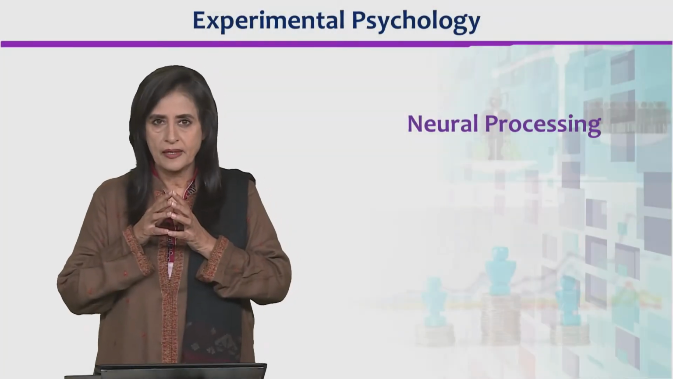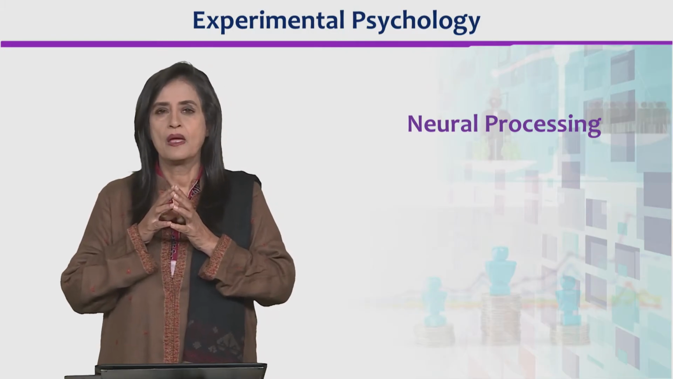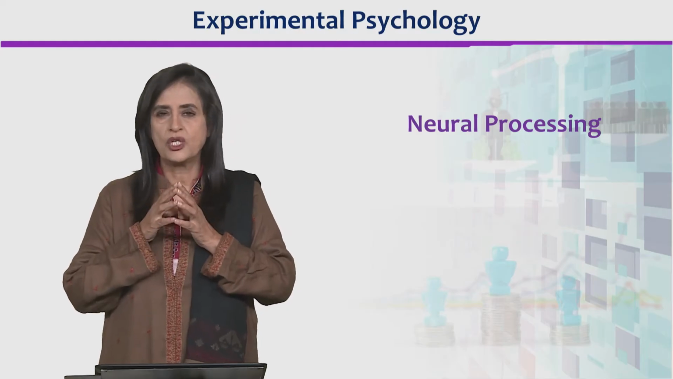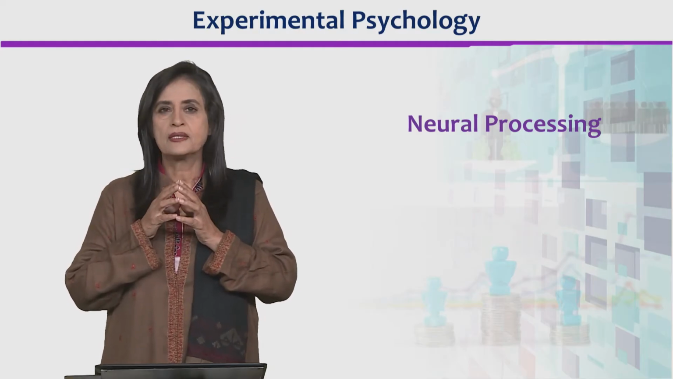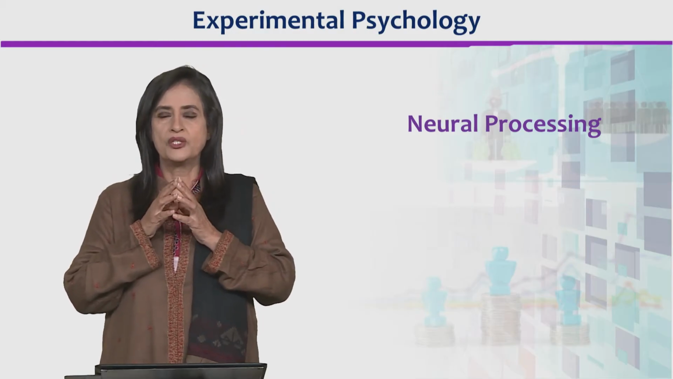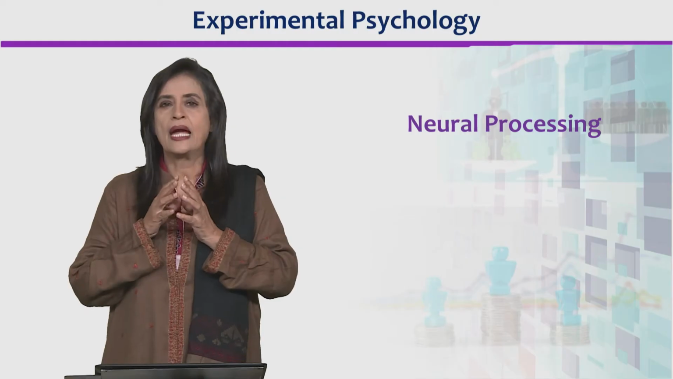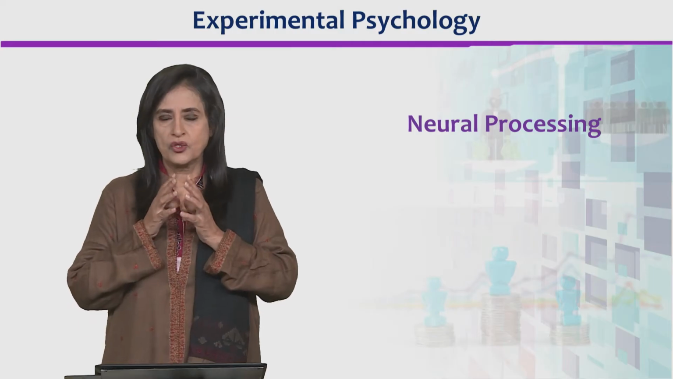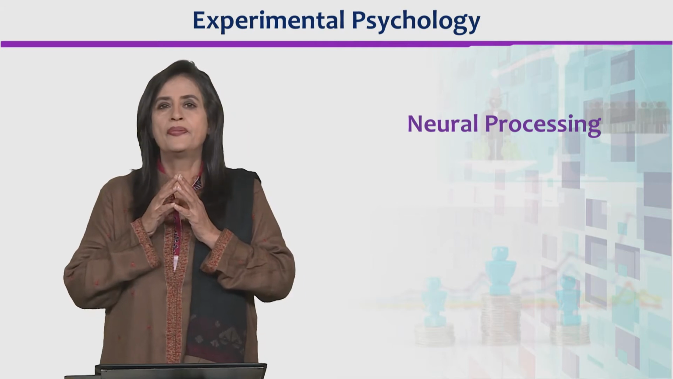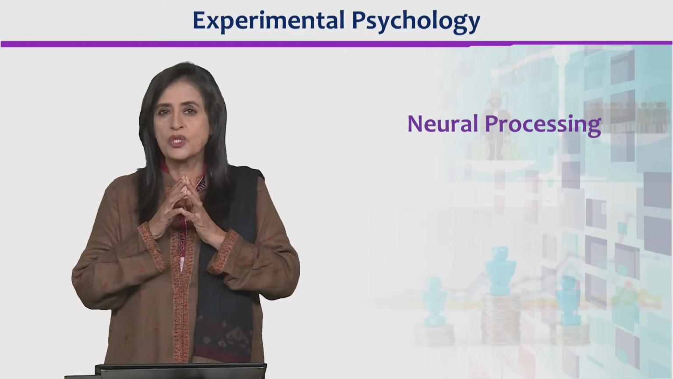Neural processing. What do we mean by neural processing? We have learned that the process of sensation is experiencing external or internal stimulation through sense receptors and interpreting that information through the brain. So, sensation is information received through the senses. That information reaches the brain and it is received through the sense receptors.